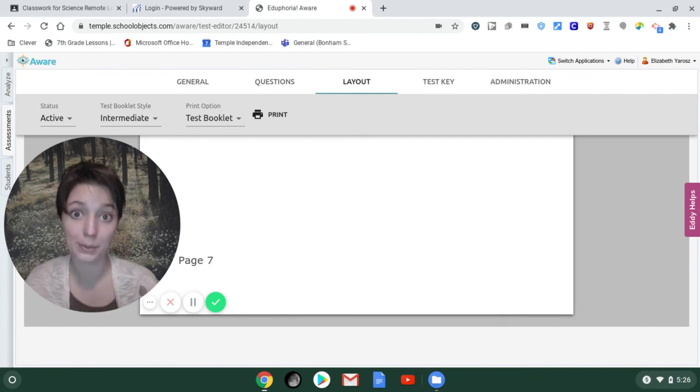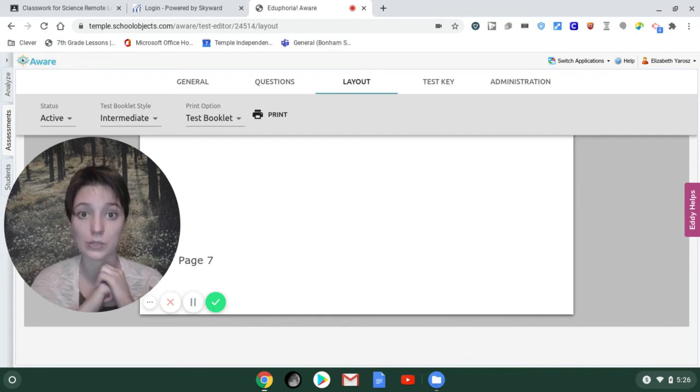And then remember your animal or plant diagram, your 3D project, that's worth a test grade too. So if you're not a great test taker, put a lot of energy into that.